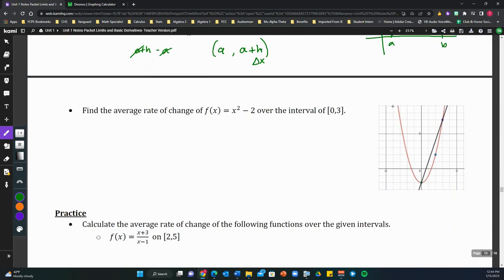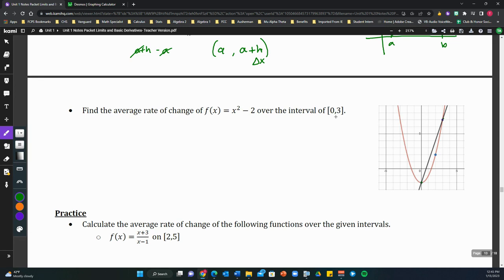So I have this quadratic function, x squared minus 2, and my goal here is to estimate the average rate of change for this function over the given interval from 0 to 3. You can see on this graph, I already have my points plotted at 0 and 3. Over the course of that interval, this graph is always increasing. So remember, lines that increase, things that increase, have positive rates of change. So this secant line has some kind of positive rate of change. That's what we're going to calculate.